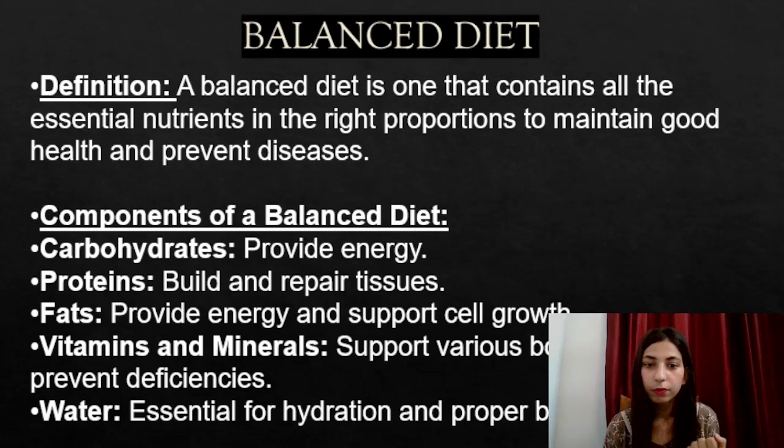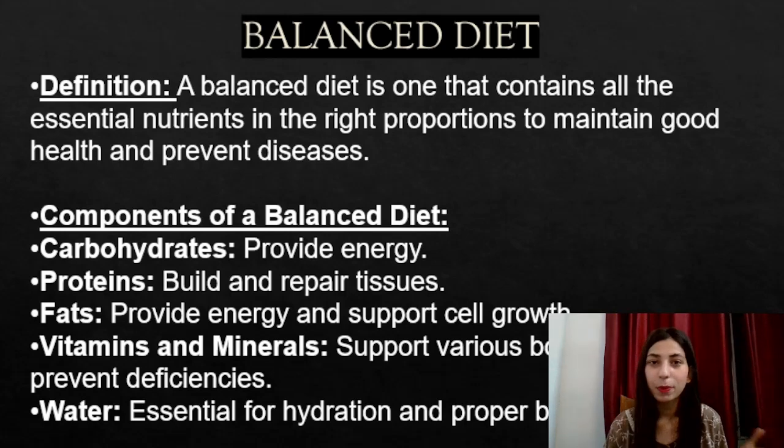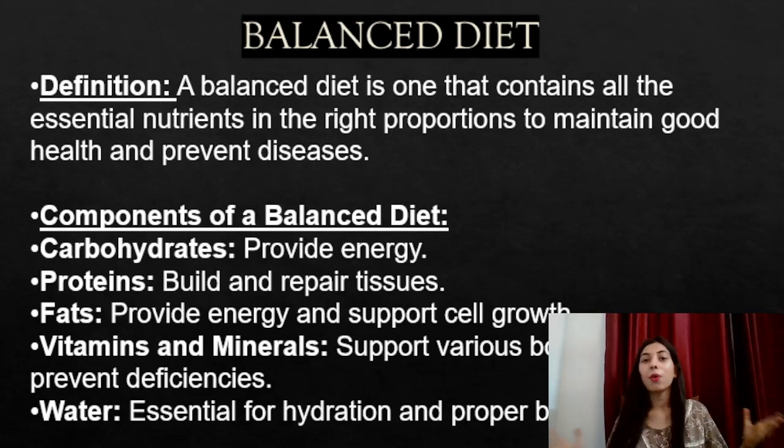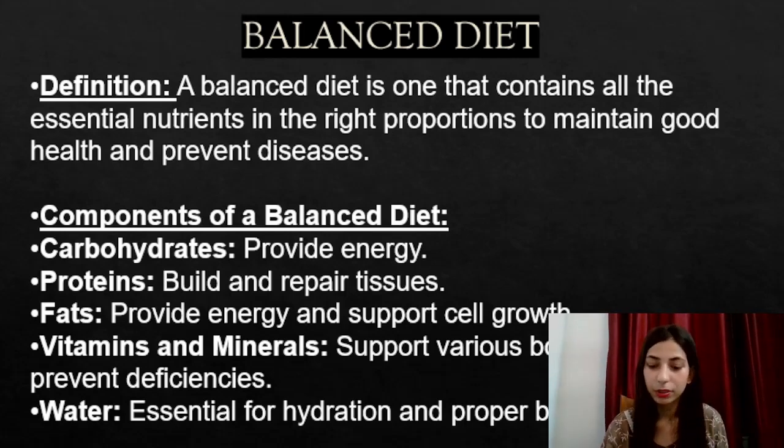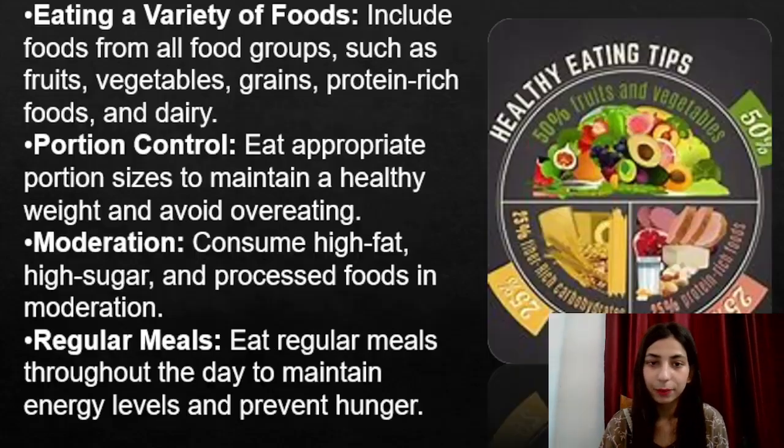How to build your body? You need proteins to build and repair tissues. You need fats to provide energy and support cell growth. You need vitamins and minerals to support various bodily functions and prevent deficiencies. Then water is essential for hydration and proper bodily functions. So you need to have all these nutrients in the proper amount. This is called balanced diet.